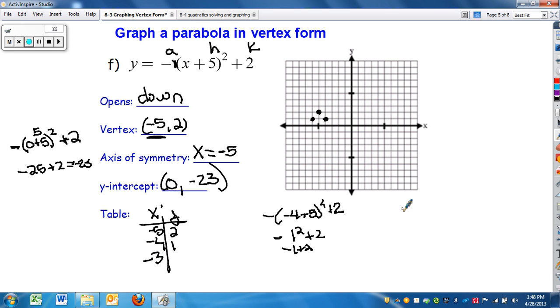Negative 3. So negative (3 plus 5) squared plus 2. Negative 3 plus 5 is 2. 2 squared is 4. It's negative 4 plus 2. Again, follow your order of operations. That gives me negative 2. So again, if I just pick 2 other points and not use my y-intercept, I didn't need to change my scale because they were closer. You don't want to get too far away, which my y-intercept was.